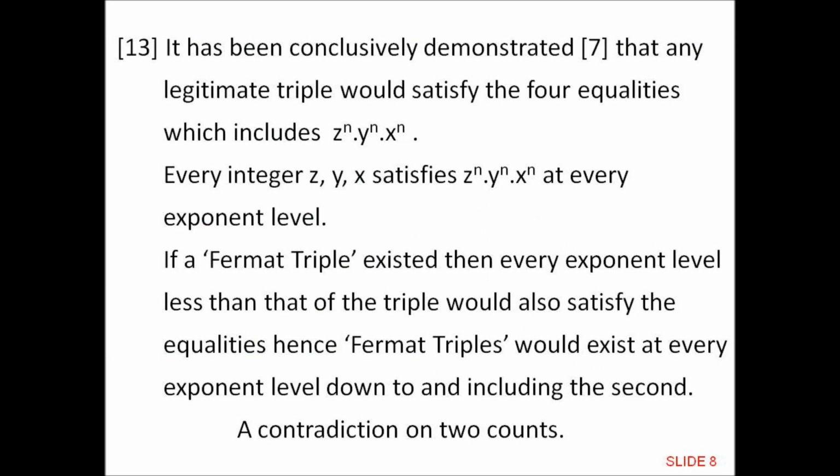13. It has been conclusively demonstrated in 7 that any legitimate triple would satisfy the 4 equalities, which includes z to the power n times y to the power n times x to the power n. Every integer z, y, x satisfies z to the power n times y to the power n times x to the power n at every exponent level. If a Fermat triple existed, then every exponent level less than that of the triple would also satisfy the equalities. Hence, Fermat triples would exist at every exponent level down to and including the second, a contradiction on 2 counts.